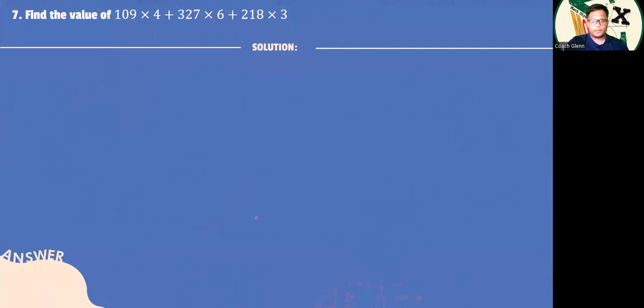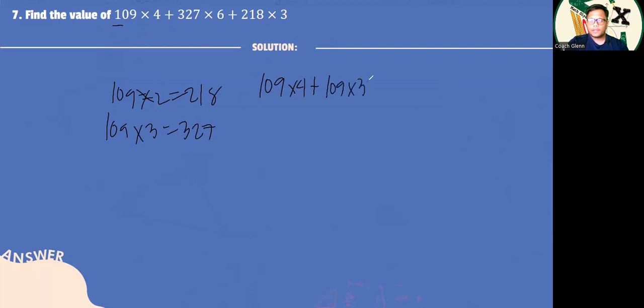So as what we can observe, 109 times 2 is equal to 218. 109 times 3 is equal to 327. Okay, so we can use that one. So we have here 109 times 4 plus, this one is 109 times 3 times 6. Okay, and then this one is 109 times 2 times 3.